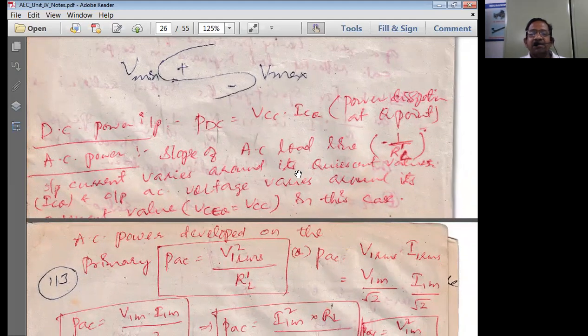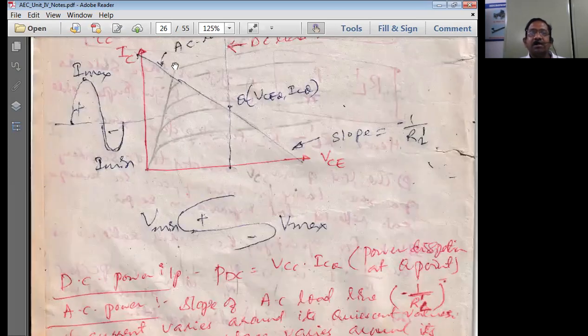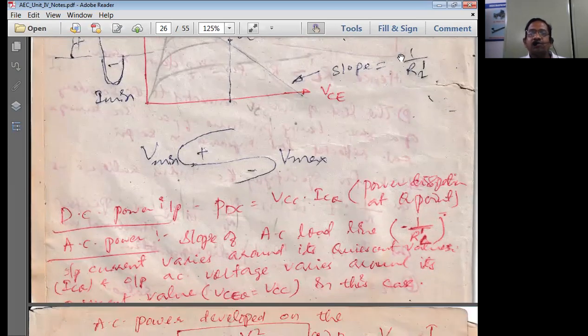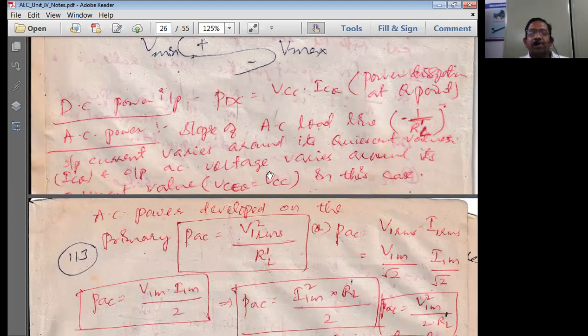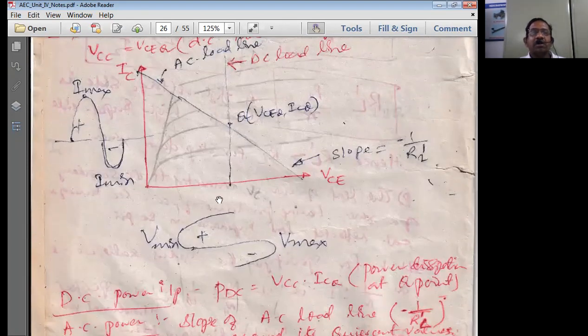Now, what about the AC power? The slope of the AC load line, just now we have drawn, is minus 1 by RL dash. Why this minus? Minus indicates that it will be a decreasing slope. So output current is going to vary around its quiescent value. That means this is the quiescent value of the current, ICQ. This is the ICQ line. So on this ICQ line, we are normally going to have excursions of the output current.